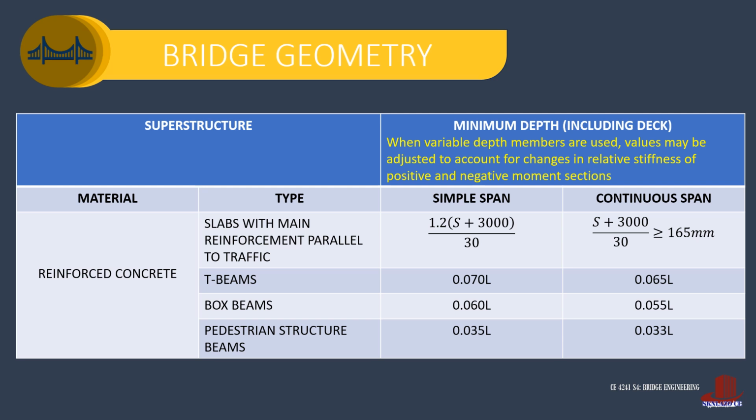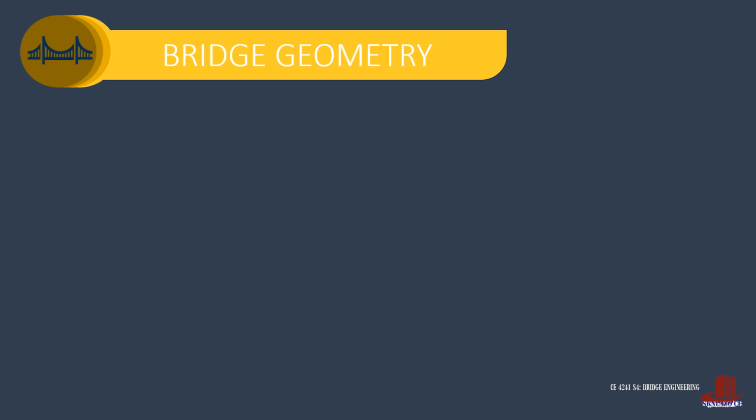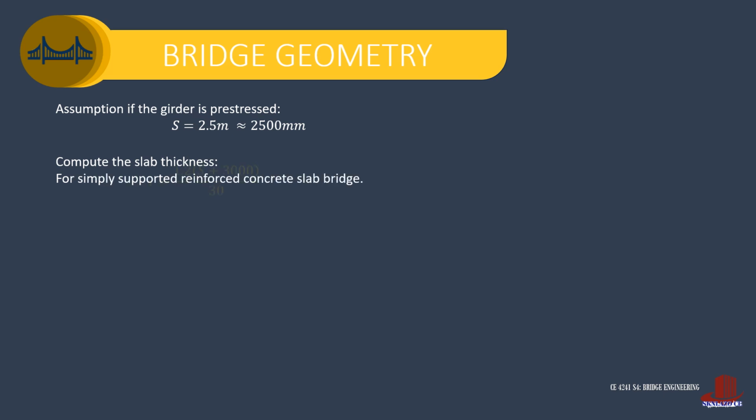After identifying the length, we move about the determination of the other parameters, starting with the thickness of the deck, where we are required to look for the girder span first. As shown from the previous videos, the procedure will somehow be an iteration, where we start by assuming a value for S guided by the bridge material. Since the girder is pre-stressed, we assume S as 2.5 meters, then proceed with the slab thickness computation from the table. T is then 1.2 of 2,500 plus 3,000 all upon 30, which gives 220 mm.